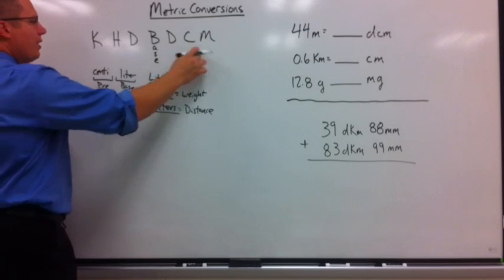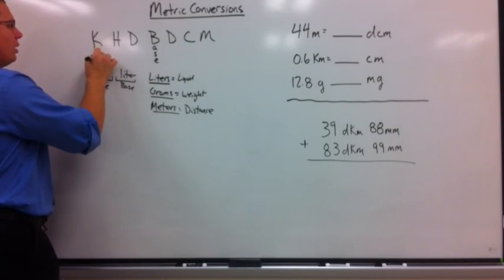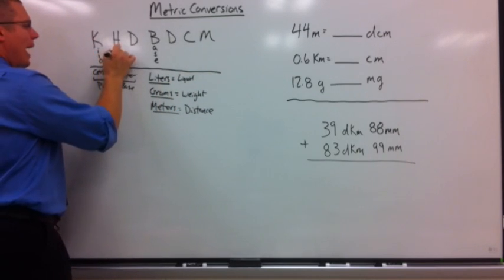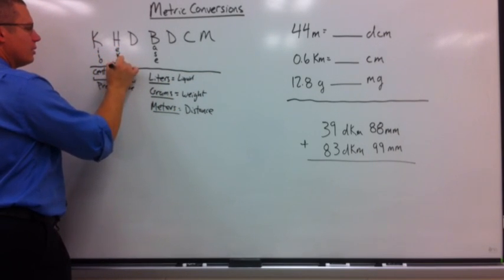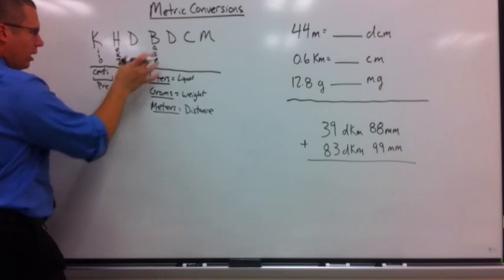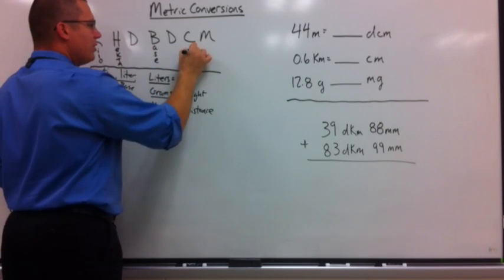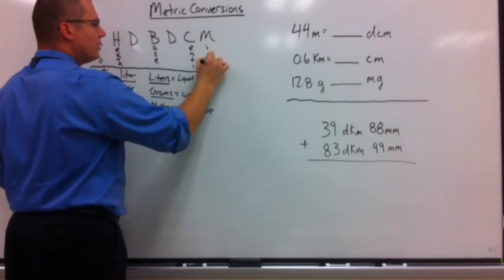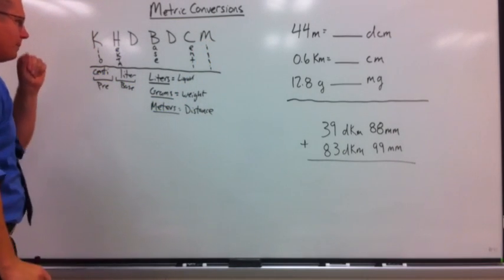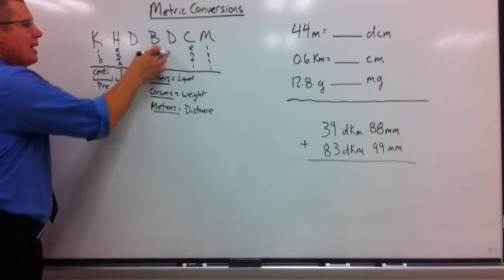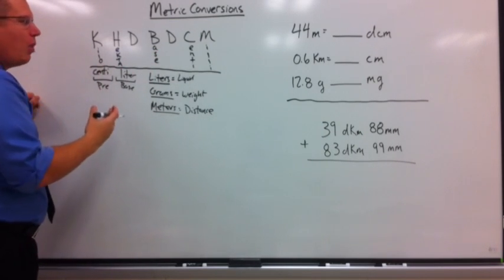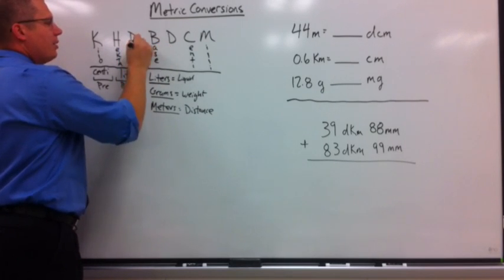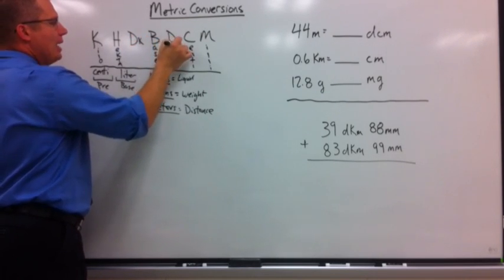Now, what do all these stand for? K stands for kilo. I'm probably going to run out of room. H stands for hecta. I'll come back to the D's. C stands for centa. M stands for milla. The D's, one is deca, one is deci. There are different ways people abbreviate these. For our class, I'll put DK and DC.